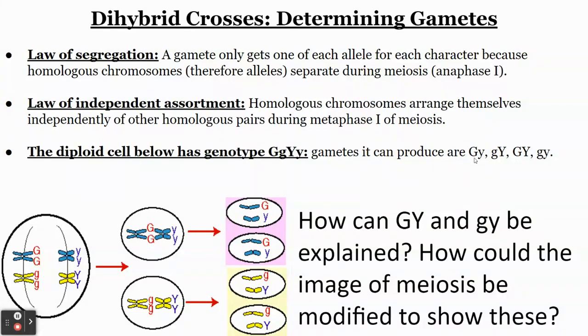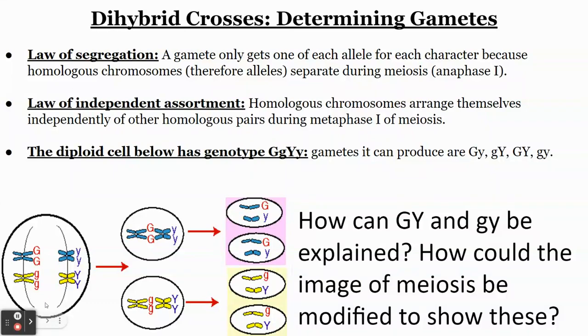Okay, well, where are the other ones? We have big G, little y. We have little g, big Y. So where do these come from? Well, that comes from the idea of the law of independent assortment. If you look over here, this is metaphase 1. The big G and little g paired up. The little y and big Y paired up because they're homologous. And they pair up along this metaphase 1 plate over here.